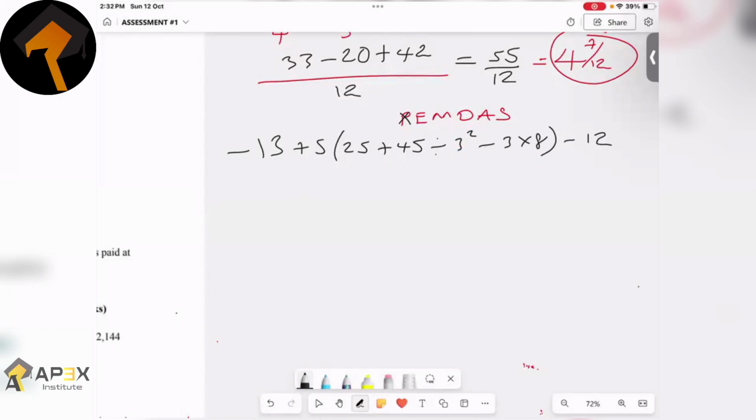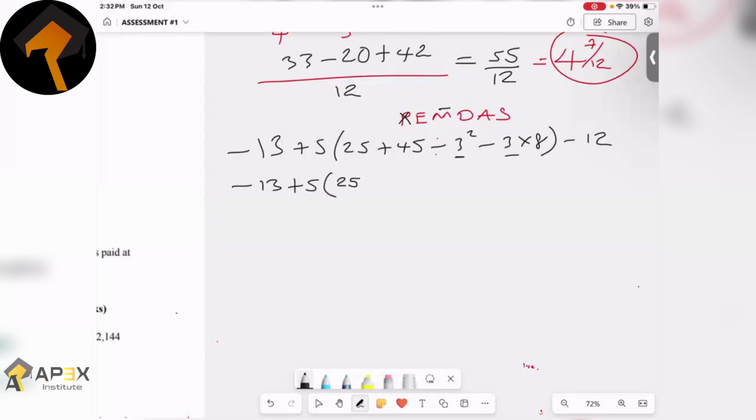One of the mistakes that I found students make is that they do that 25 plus 45 addition first. Remember, you're going to go ahead and change this exponent here to 9. And at the same time, I could just follow suit and do the multiplication as well. So I'm going to write negative 13 plus 5, open bracket.